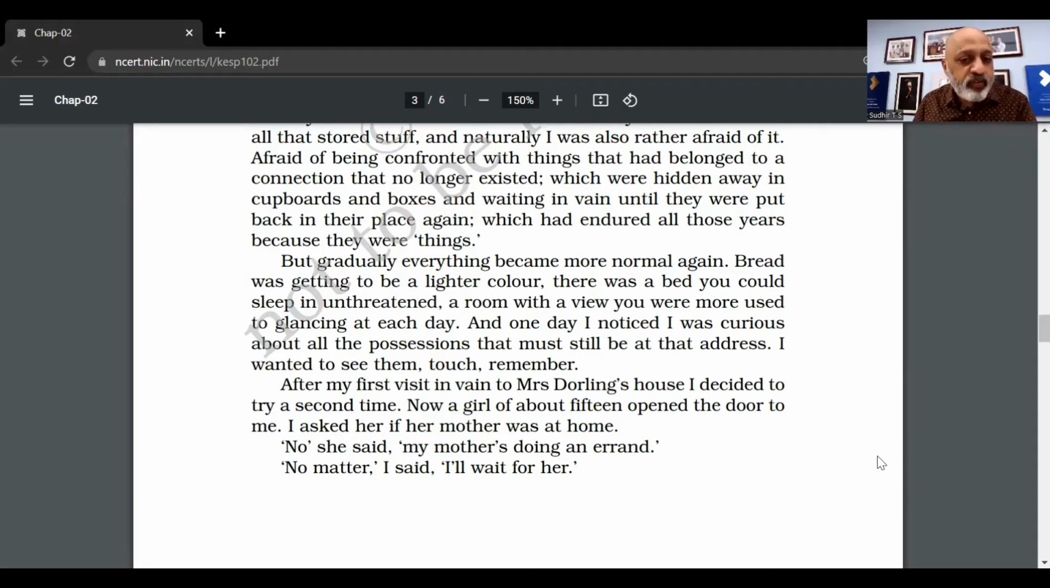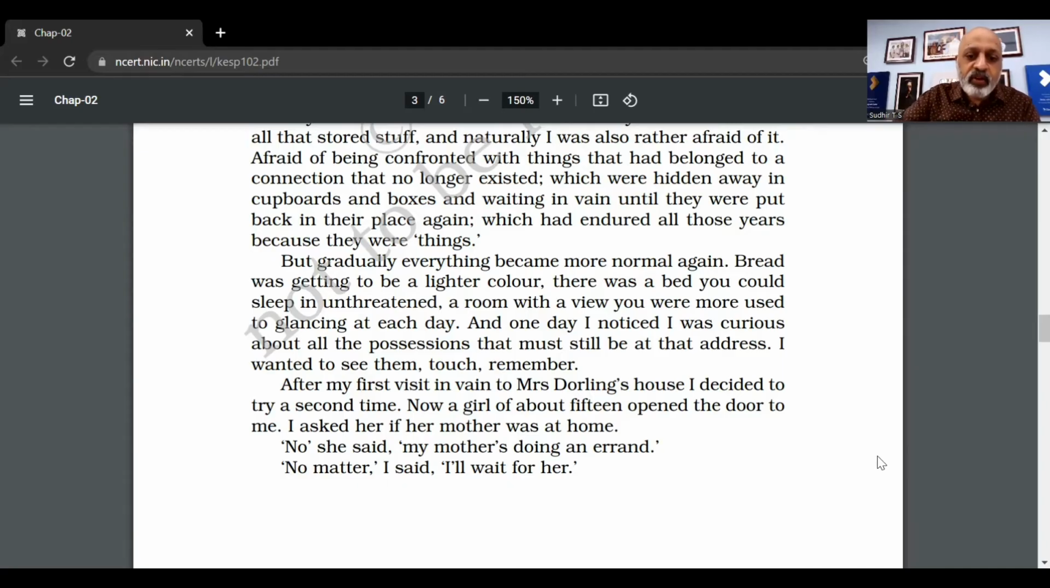After my first train visit in vain to Mrs. Dorling's house, I decided to try a second time because the first visit had been a failure. Now a girl of about 15 opened the door to me. I asked her if her mother was at home. Now she may have been the person who opened the bay window the first time. Remember? "No," she said, "my mother is doing an errand." Errand means some kind of small job.